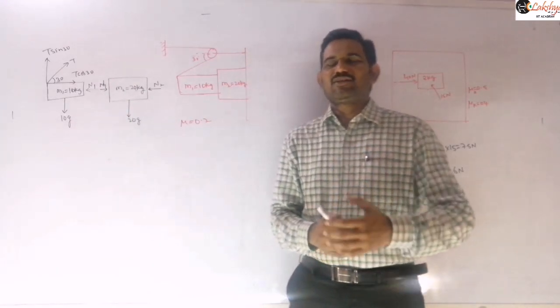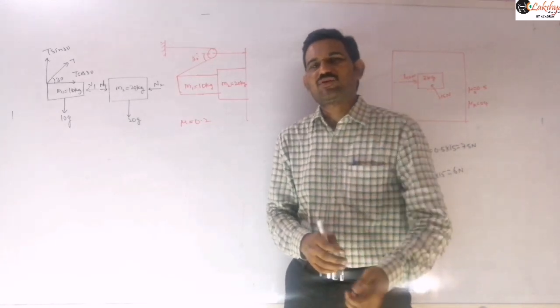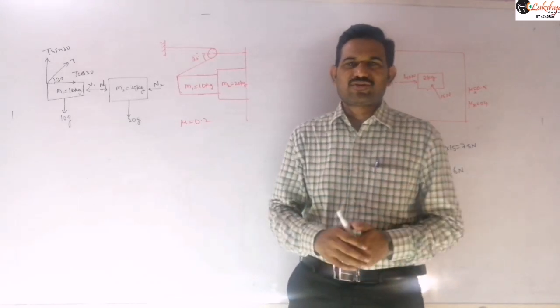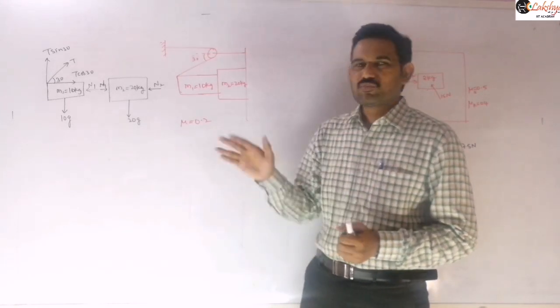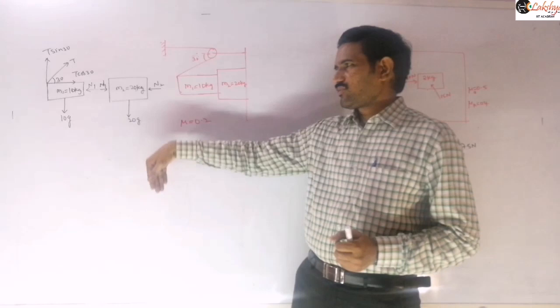While deciding the friction, I said a simple logic there. First, assume the system without friction. That means assume all the surfaces are smooth. If all the surfaces are smooth, then what will happen there? Which block will start moving down first? Then this 20 kg block will start moving here.